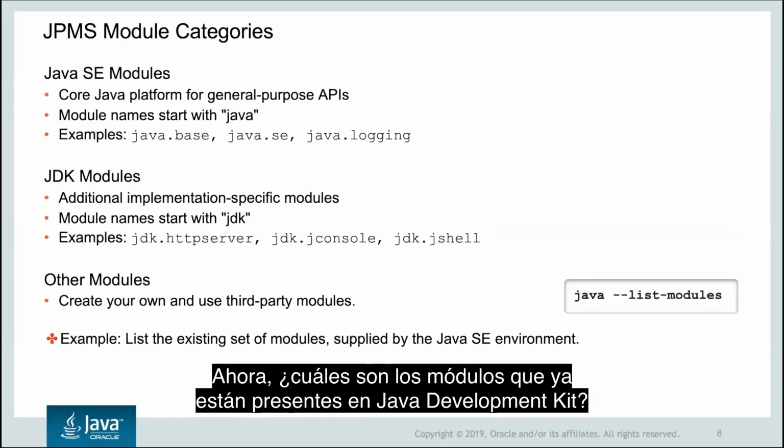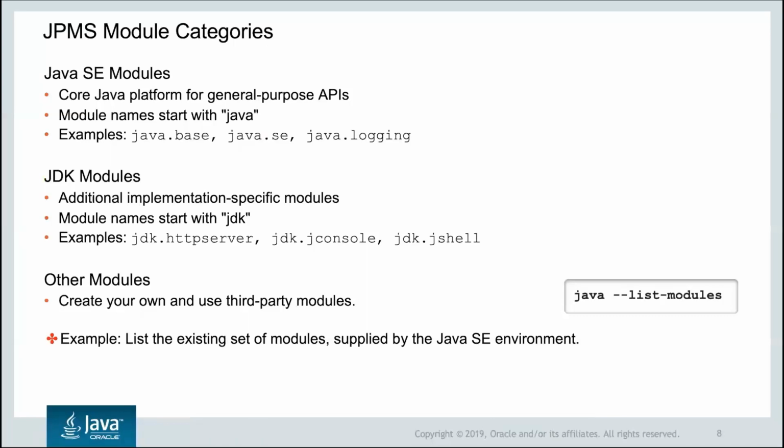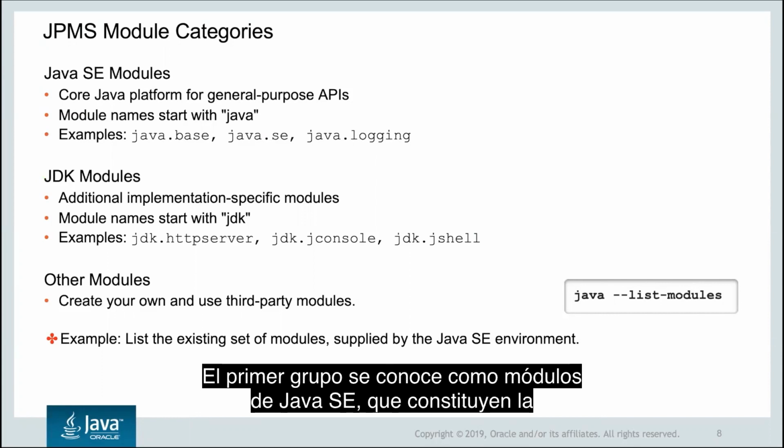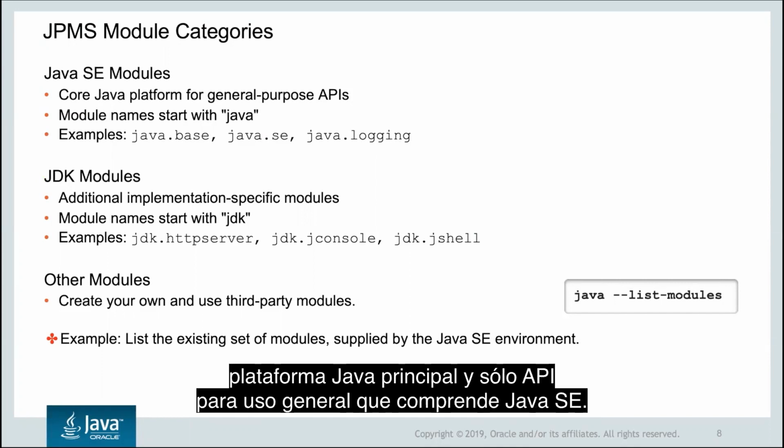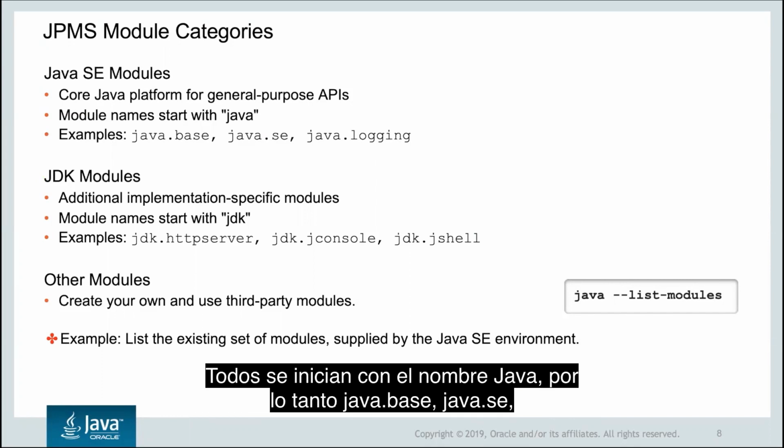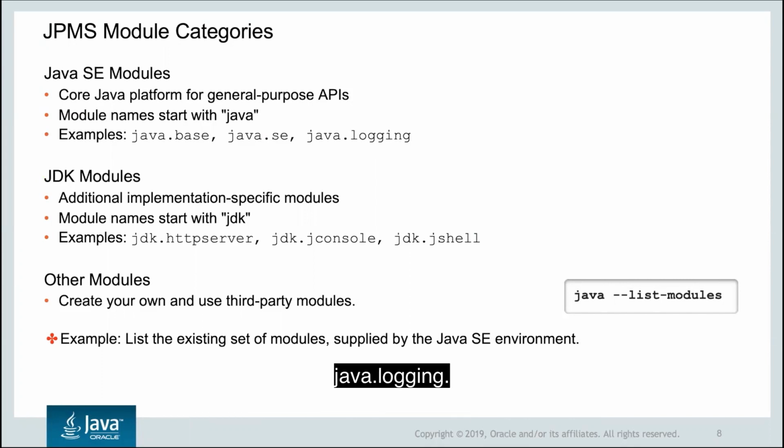what are the modules that are already present in the Java development kit, right? There are several groups of modules. The first group is known as Java SE modules, and they constitute the core Java platform and just general purpose APIs that comprise the Java SE. Yeah? They all start with the name java. So java.base, java.se, java.logging.